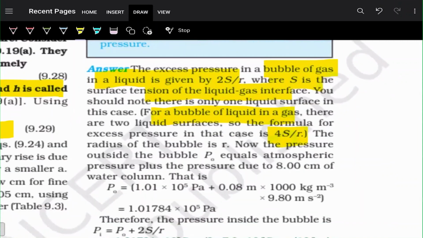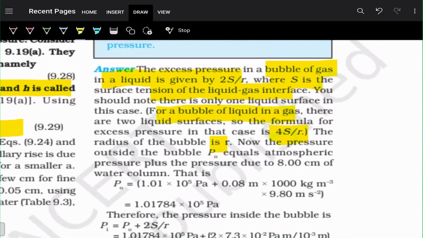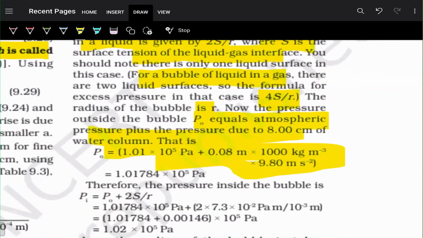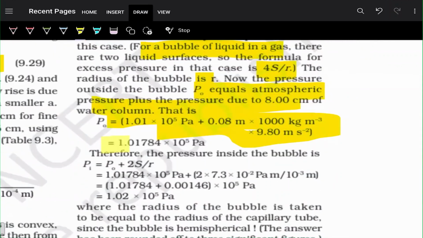Now the pressure outside the bubble is P naught, equal to atmospheric pressure plus the pressure due to 8 centimeter of water column, that is h rho g. So I can write that P will be atmospheric pressure plus h rho g. See, so how much did we get? We got 1.01784 into 10 raised to 5 Pascal.